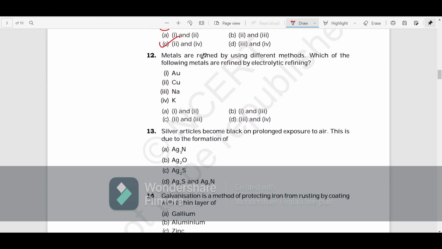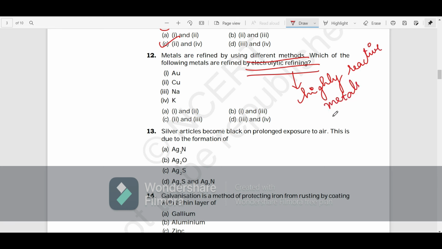Metals are refined by using different methods. Which of the following metals are refined by electrolytic refining? In electrolytic refining, highly reactive metals are used. Highly reactive metals: silver, copper, sodium, potassium. Sodium and potassium are highly reactive. They are at the top of the reactive series, so it should be this.